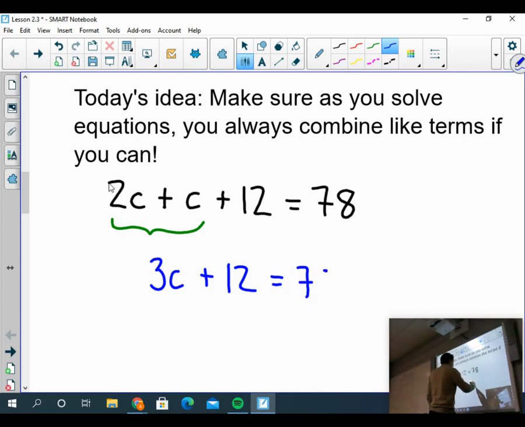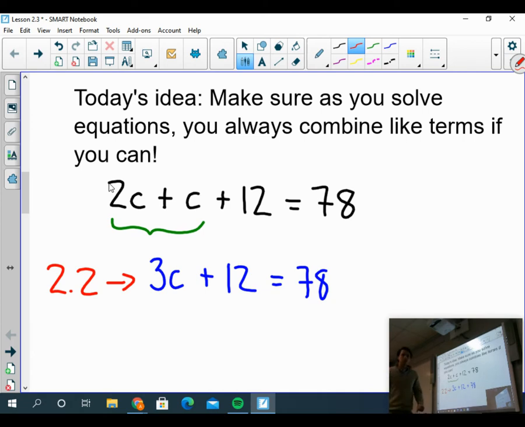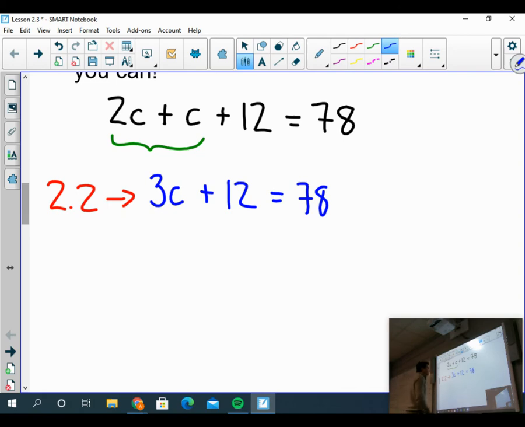And we haven't really touched the right side yet, so it's just along for the ride. And what's cool is once you combine the like terms, you know how to solve this. This is what we did in 2.2. We have a coefficient and a variable. We have a constant. How do we isolate the variable? That's what we did in 2.2. So when we look at the equation in black, it's really a 2.2 equation in disguise, in a little more complicated form. In any case, let's finish solving this one out.